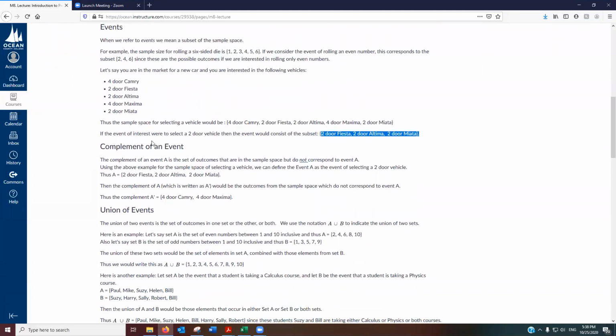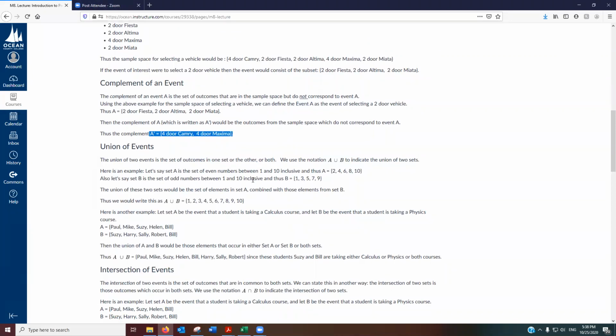All right, well, besides an event, we can also think about the complement of it. The complement is all of the elements in the sample space that are not associated with event A. So if my event A was selecting the 2-door vehicles, the complement of A, we usually write that as A with an apostrophe, we say A prime. A prime would be all the other car models other than 2-door vehicles. So the complement A prime would be the 4-door vehicles: 4-door Camry, 4-door Maxima.